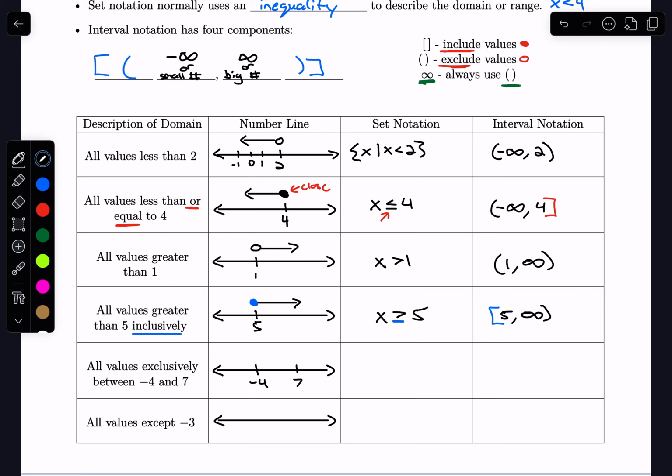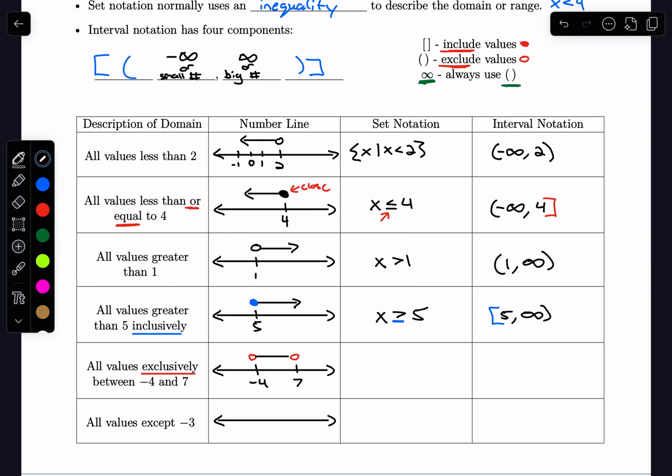So -4 on the left, 7 on the right. Exclusively means that we are not going to include those numbers. We're going to exclude them. So we're going to put open dots on each side, and then we'll go ahead and connect those dots to represent including everything between those numbers.